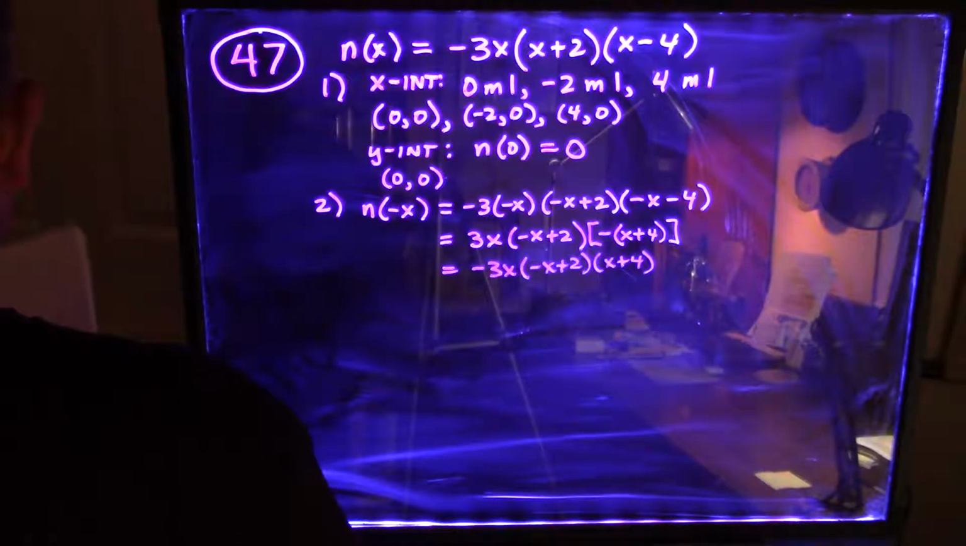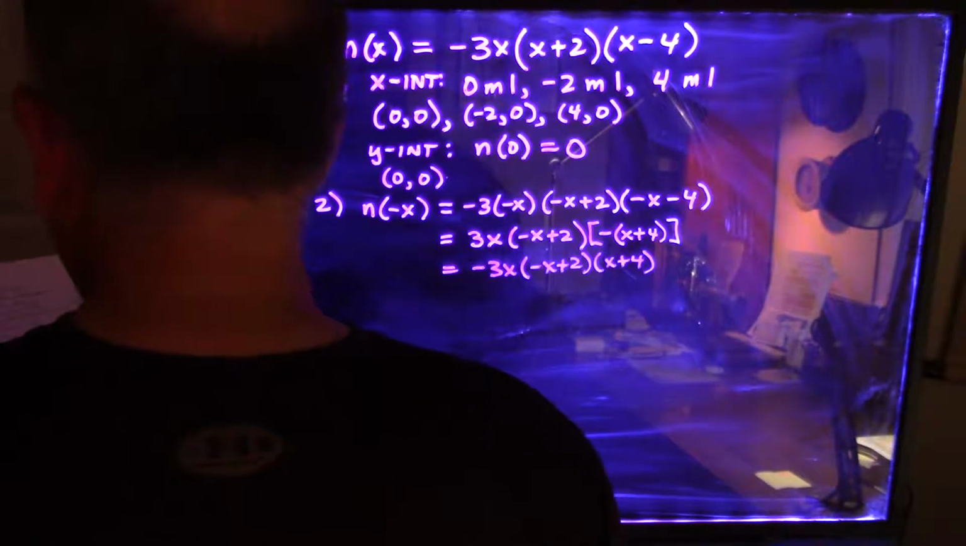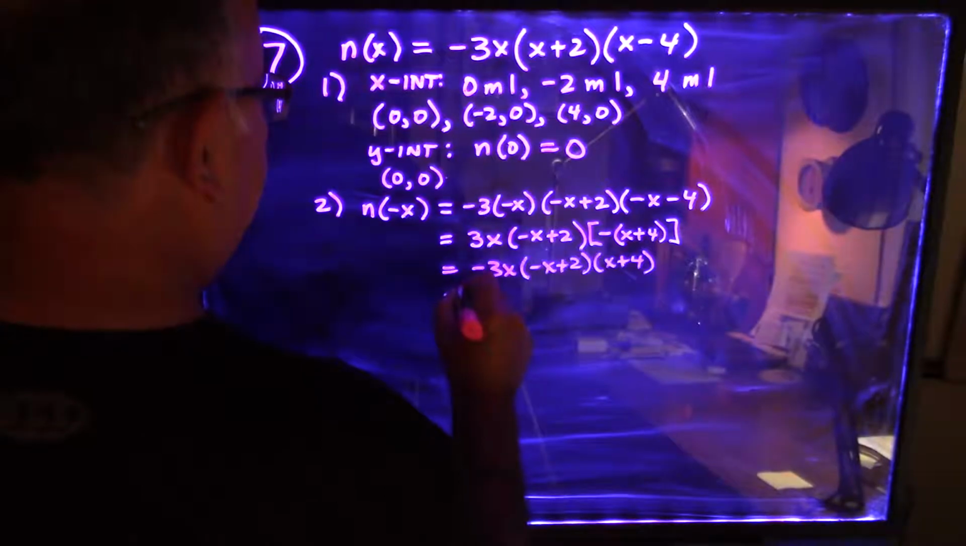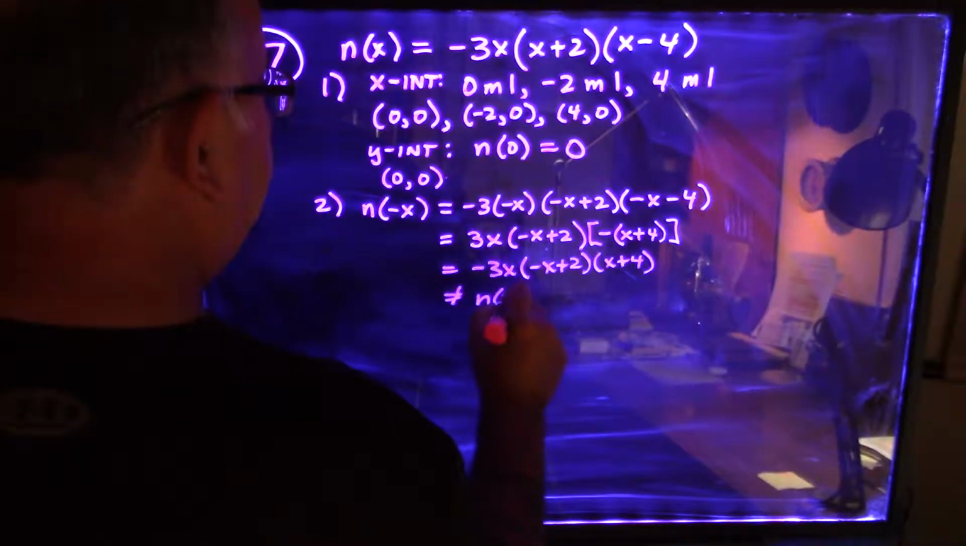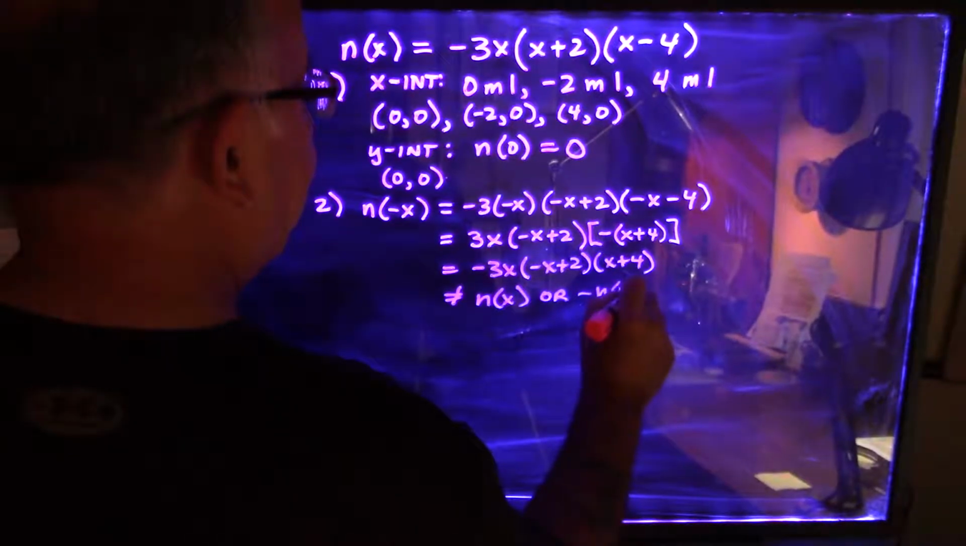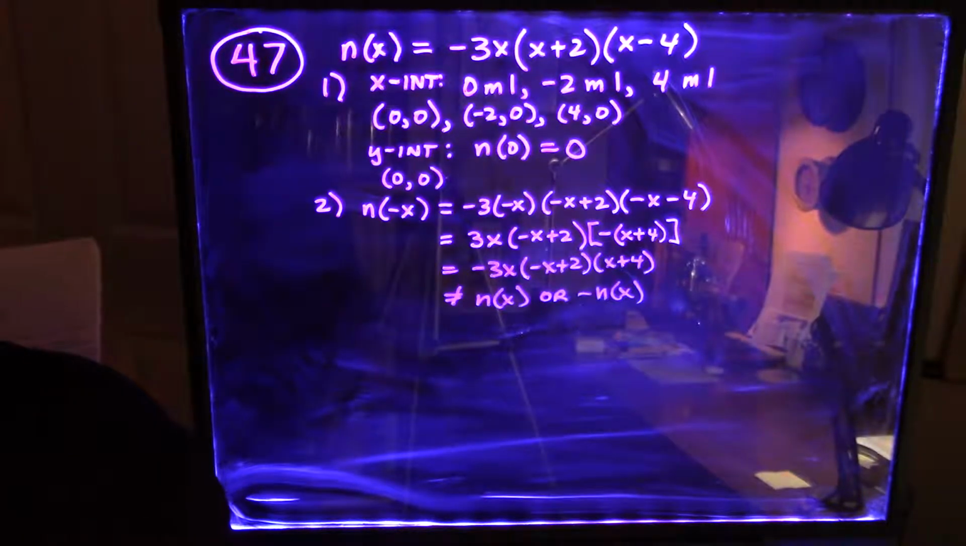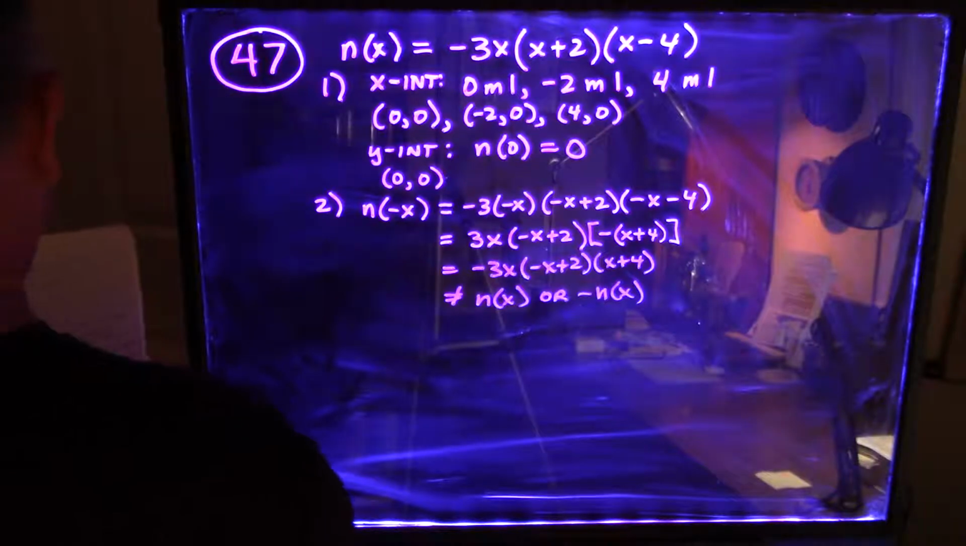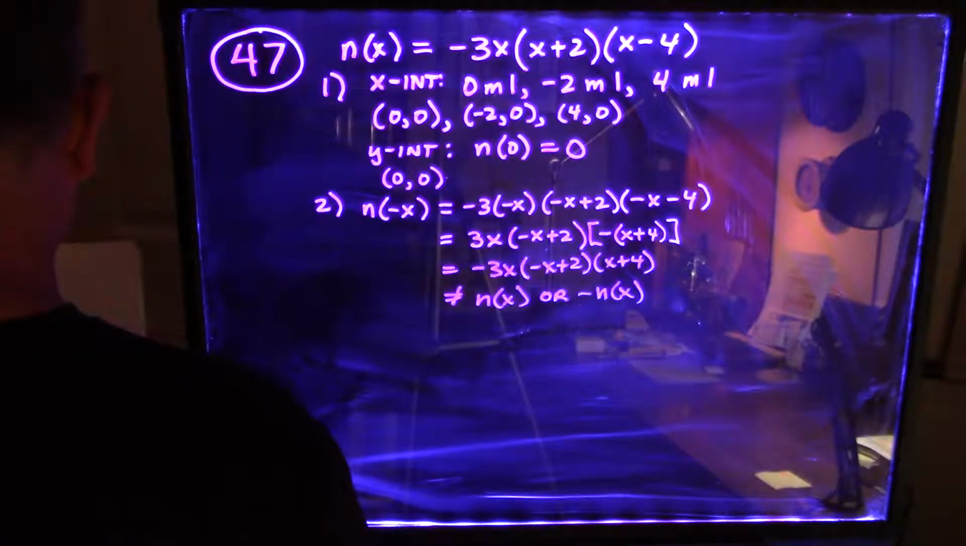Okay. Well, that doesn't equal n of x or -n of x. Alright, so it's neither even nor odd. So it's not symmetric with respect to the y-axis or the origin.